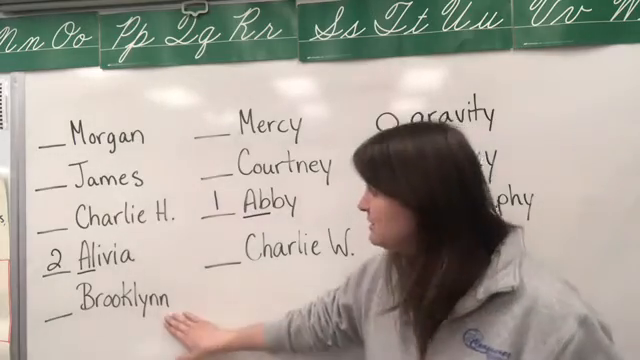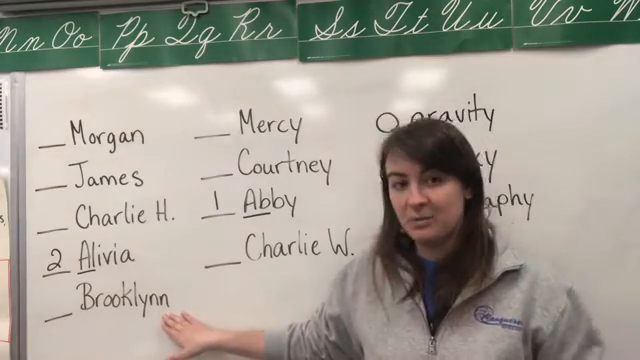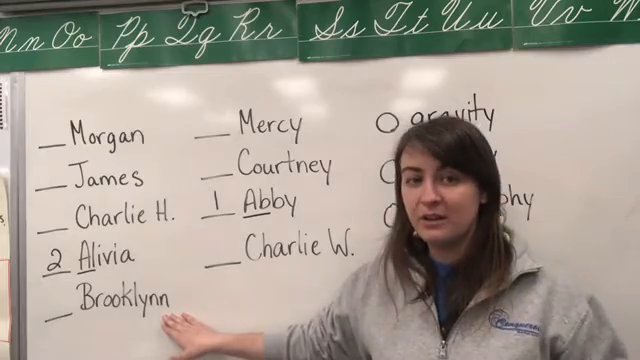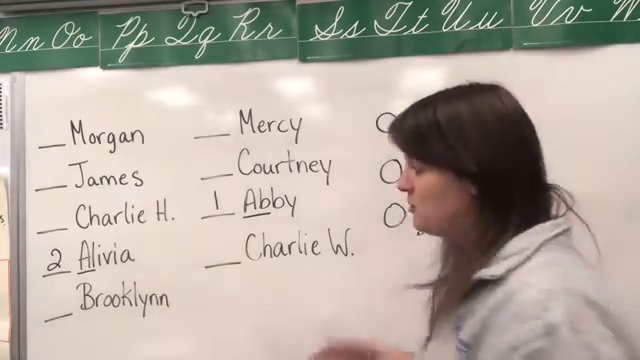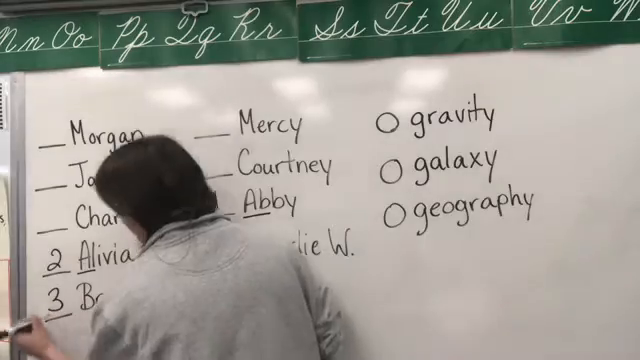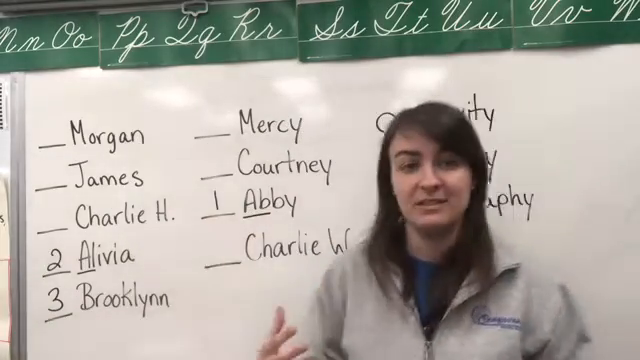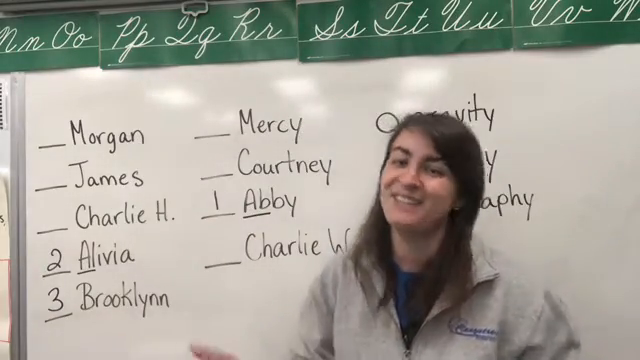Now, do we have any names that start with the letter B? That's right, Brooklyn's name does. No one else's name starts with the letter B, so Brooklyn would be third in our numbering of alphabetical order. And then after A, B, the next letter is, that's right, C.